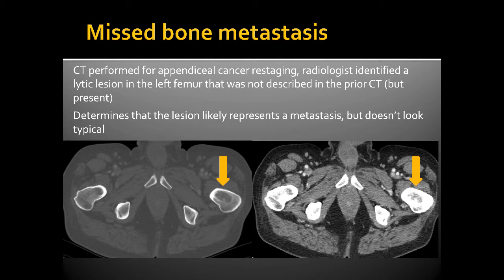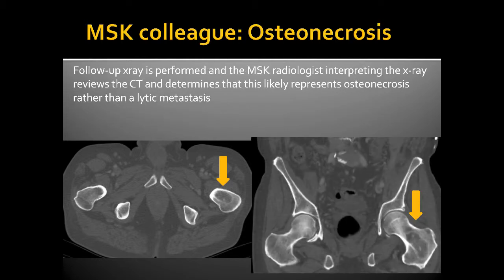He knows that bone metastases are often missed, and this looks like a bone metastasis, therefore he determines that it represents a bone metastasis. Follow-up X-ray is performed, and the MSK radiologist interpreting the X-ray reviews the CT and determines that this likely represents osteonecrosis rather than a lytic metastasis.